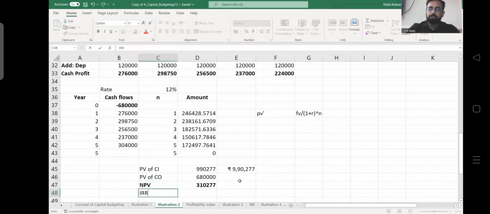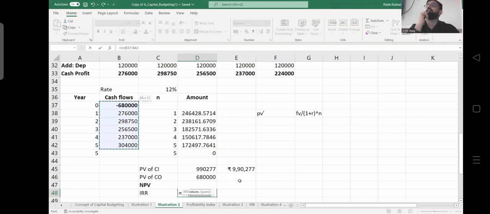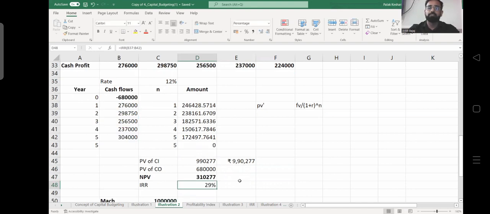Now, do you know how to calculate IRR? To calculate IRR, I will be using the function IRR. Open up the bracket. Then we have to select all the cash flows, including positive and negative, to calculate IRR, right? So what is going to be the IRR here? IRR is going to be 39%. Are you able to calculate IRR? Yes, sir.